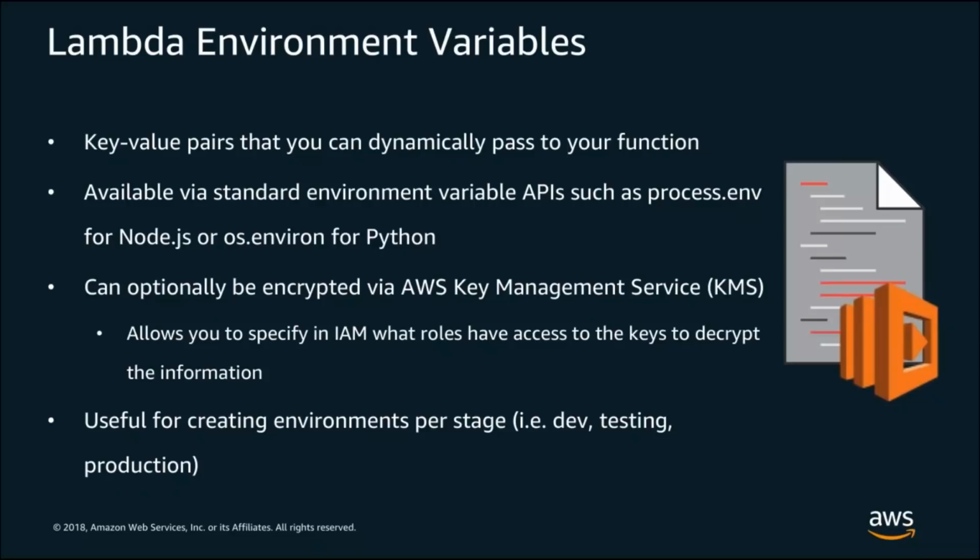We support encryption of these via KMS, or AWS Key Management Service, such that you could use these to store, say, secret information, such as API keys or password information. Although I'll say that we also have two other services that are a bit more purposeful for this, AWS Parameter Store and Secrets Manager. But these are really useful for doing things such as creating environments per stage, for doing feature flags, and for doing application-level configuration that maybe isn't of as secretive a nature, such as passwords or API keys.